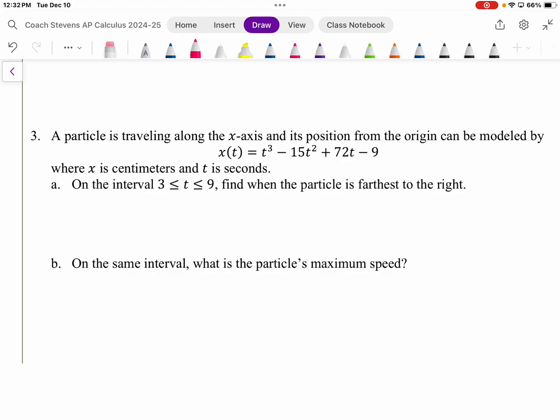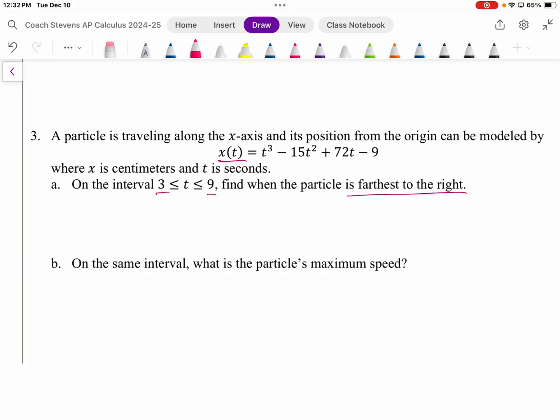All right, so a particle is traveling along the x-axis, and its position from the origin can be modeled by that equation, where x is in centimeters, t is in seconds, on the interval 3 to 9. So just going to remind you, they're giving us a closed interval for the first time. So that means we need to do that last step of step 5, where I talked about testing the endpoints too. So we need to make sure we do that on this problem as well. They want us to figure out when is the particle furthest to the right for part A. On the same interval, what is the max speed? Okay, that's fine. So here we go.